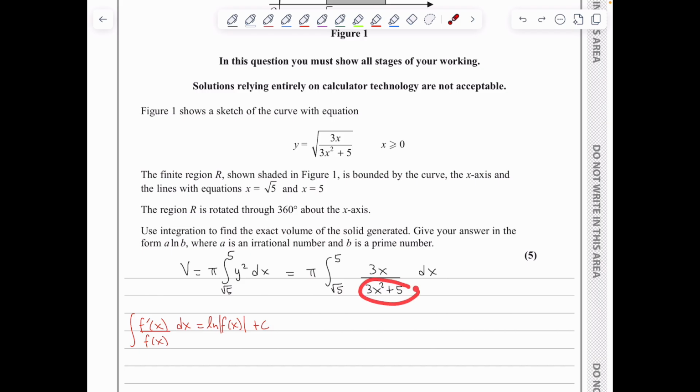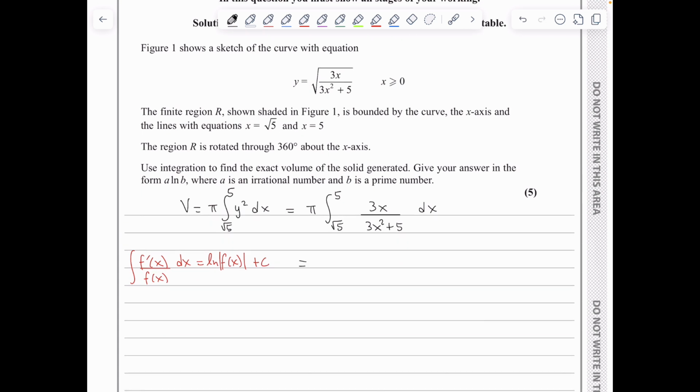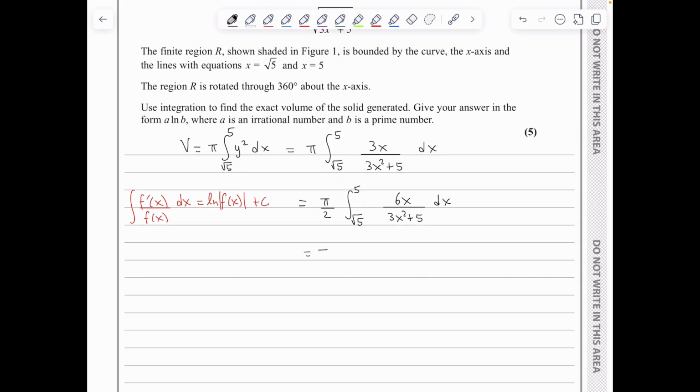Well, the derivative of 3x squared plus 5 is 6x, so it would be just great if I could see a 6x appearing in the numerator. So the way to achieve this is to multiply within the integral by 2, so it's the integral from root 5 up to 5 of 6x over (3x squared plus 5) dx. And to counterbalance the effect of multiplying by 2, I will divide outside by 2, so I can proceed. It's pi over 2 ln of (3x squared plus 5), with the limits being root 5 and 5 respectively.